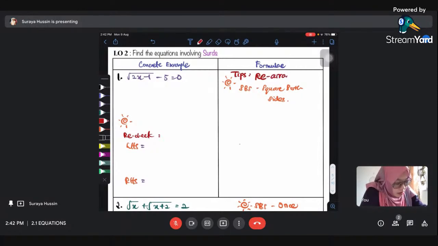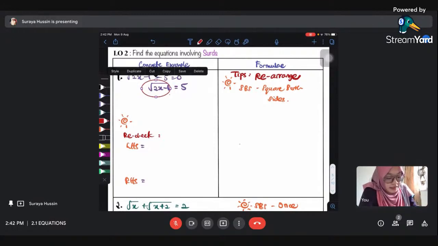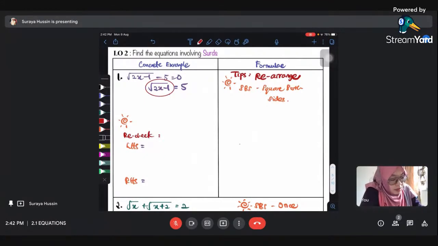Rearrange, making surd as a subject. Okay, making surd as a subject here is jadikan surd dekat sini sebagai subject. This is what I meant. Jadikan surd sebagai subject. Maybe I should write it in Malay.